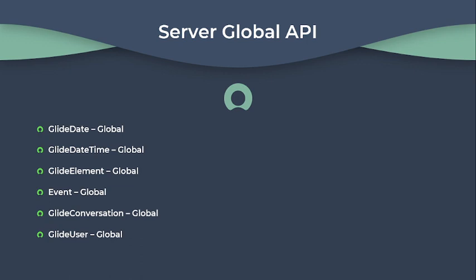Then Event. The Event API provides methods that enable the setting of values within an event. Then GlideConversation. The GlideConversation API provides access to information in the Connect message. Then GlideUser. The GlideUser API provides access to information about the current user and the current user roles.